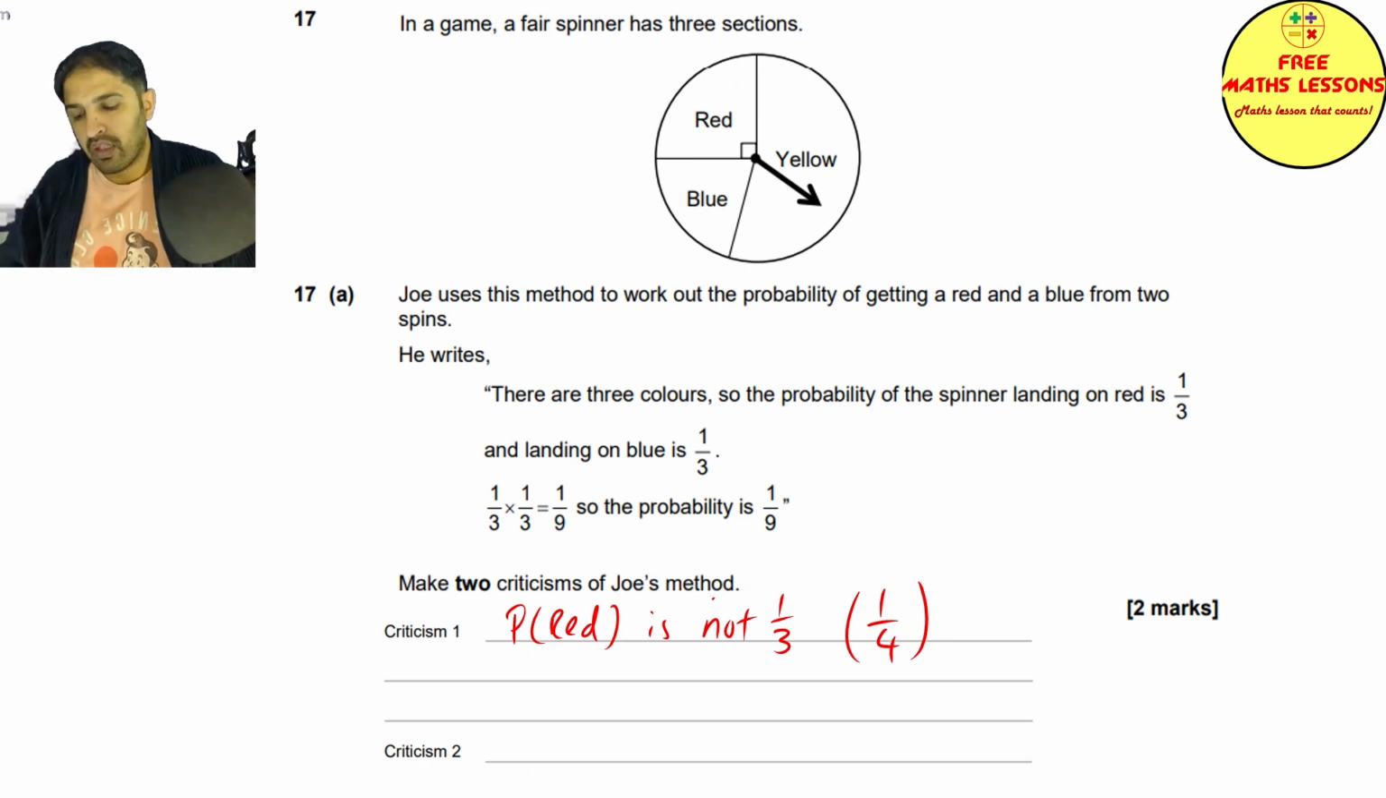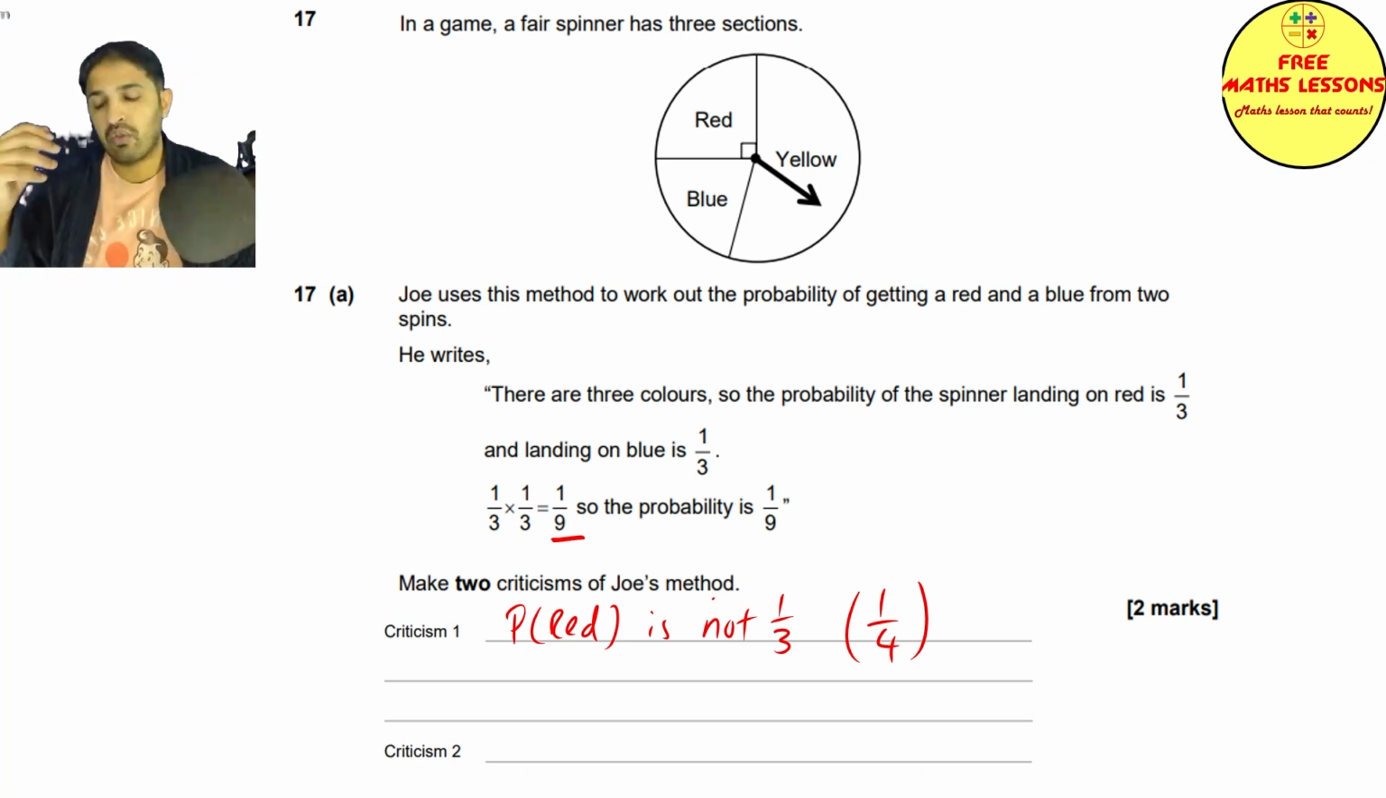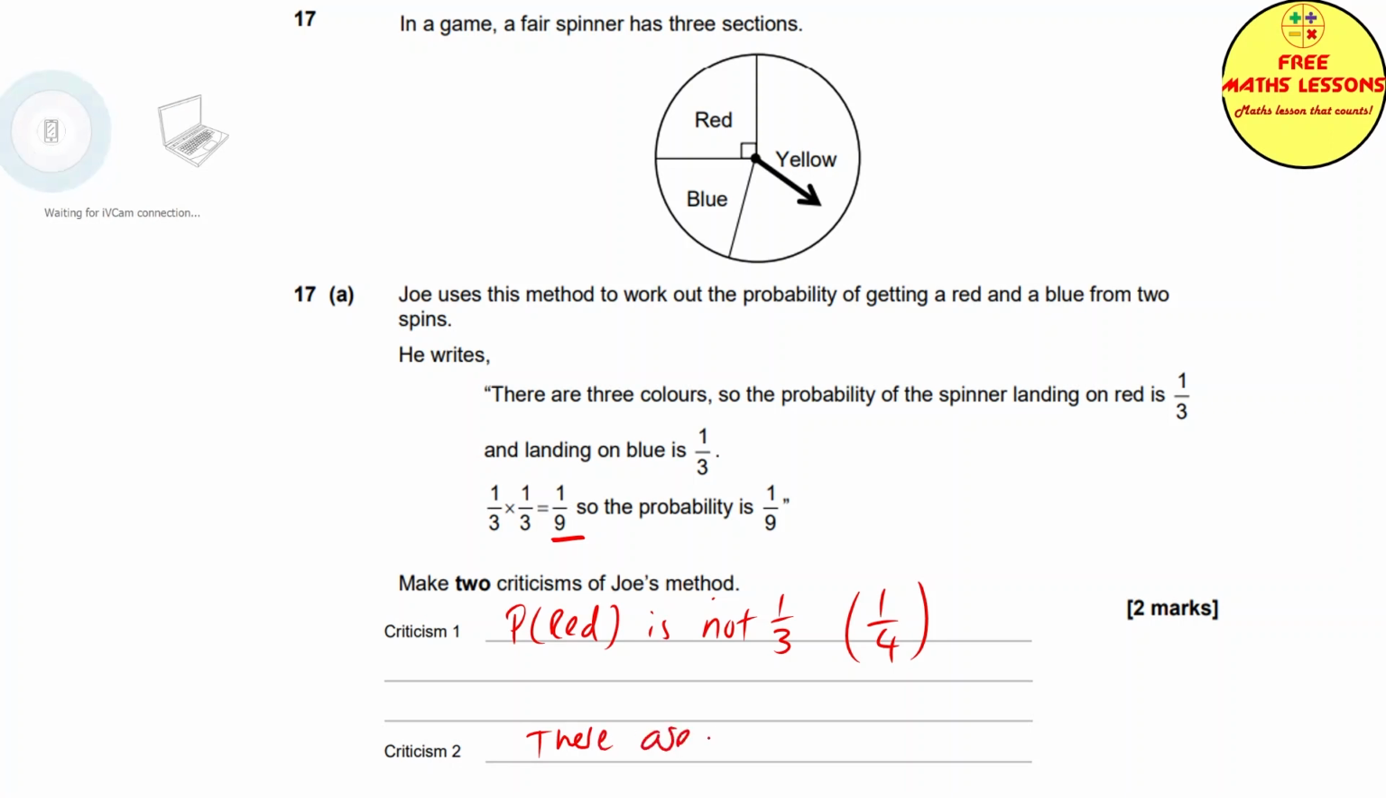And the second criticism is, because you're doing it from the 2 spins, it doesn't matter which way it lands. Even if the probability that he came up with is 1/9 from the 2 spins, we've got 2 different ways. You could get blue first and then red, or you can get red first and then blue. So you need to multiply that 1/9 by 2 if that's what the actual answer is, but it's not. So there are 2 choices: you can have a blue and a red, or a red and a blue.